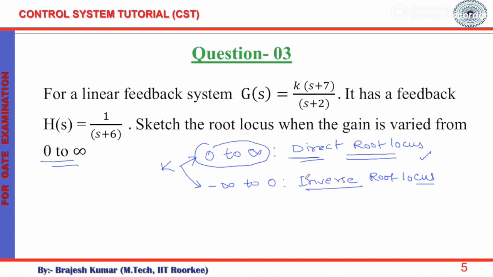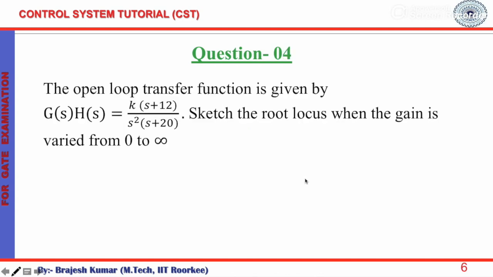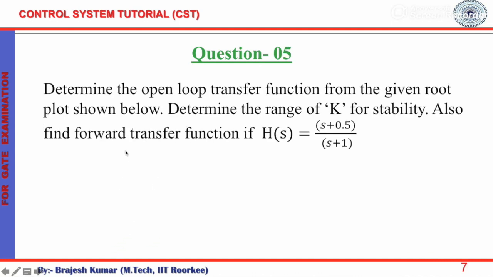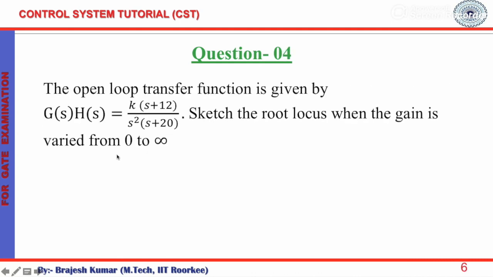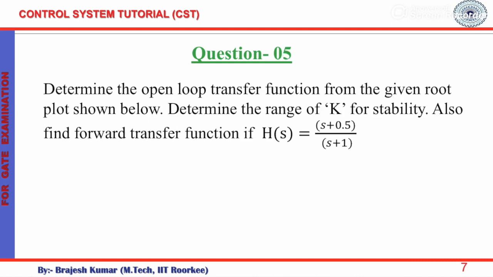So draw it on the graph paper. The open loop transfer function is given by some expression for G(s)H(s). Sketch the root locus when the gain varies from 0 to infinity. Once again, you have to draw a direct root locus for which gain varies from 0 to infinity. From the semester point of view, you will always be asked to draw direct root locus. Clear? Coming to the next question.